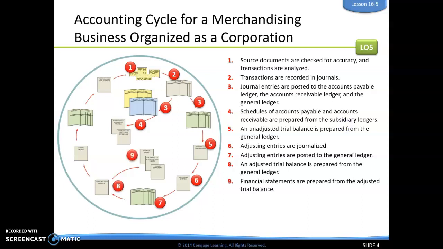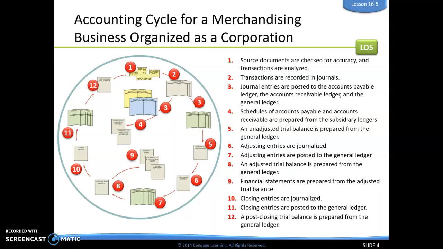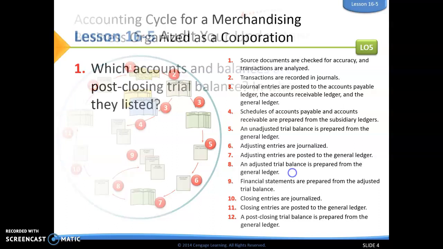Number nine, we're going to prepare our financial statements. And so they do show us these here. Now, these are what is going to be a little bit different for a merchandising business that is organized as a corporation. We have our balance sheet, we have our income statement, but this one is different. We have our statement of stockholders' equity here. Number 10, we're going to prepare our closing entries. Number 11, then we're going to post our closing entries. And then 12, we're going to prepare a post-closing trial balance.